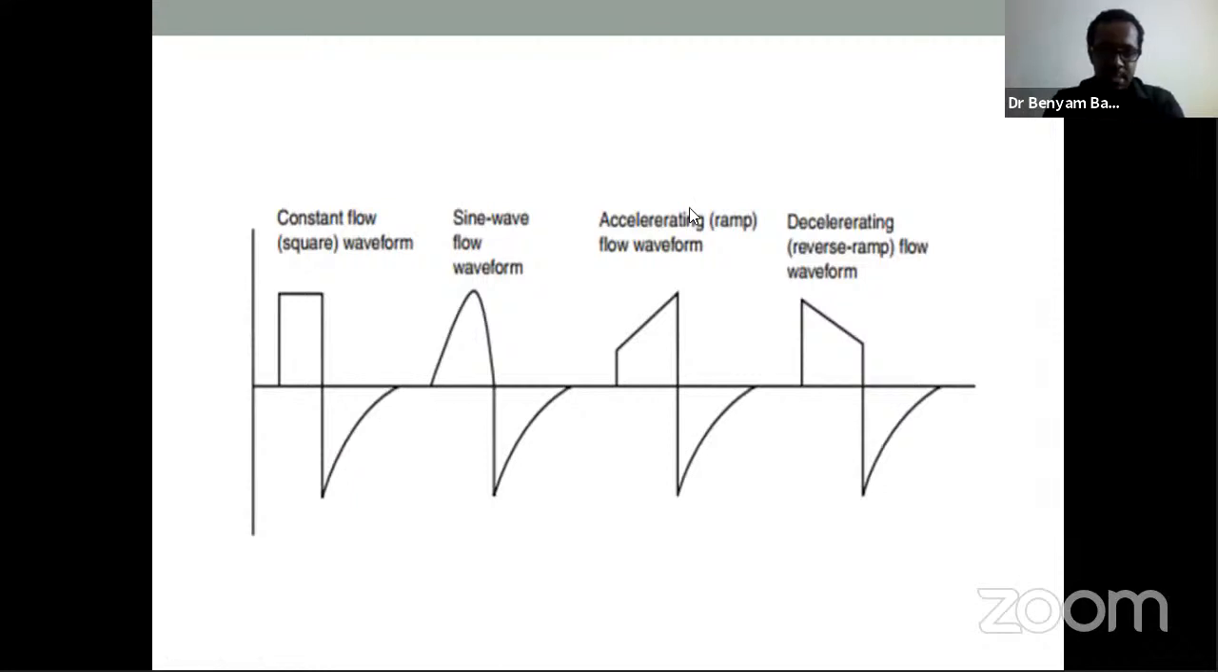So that leaves the accelerating ramp flow waveform. This waveform usually is found when we set the patient on pressure support. Mind you, pressure support, not pressure targeted ventilation, but rather pressure support ventilation. They will have an accelerating ramp flow waveform. This waveform could also be seen on SIMV modes, when the patient is getting the spontaneous breath with the pressure support, which I will come to in the future.